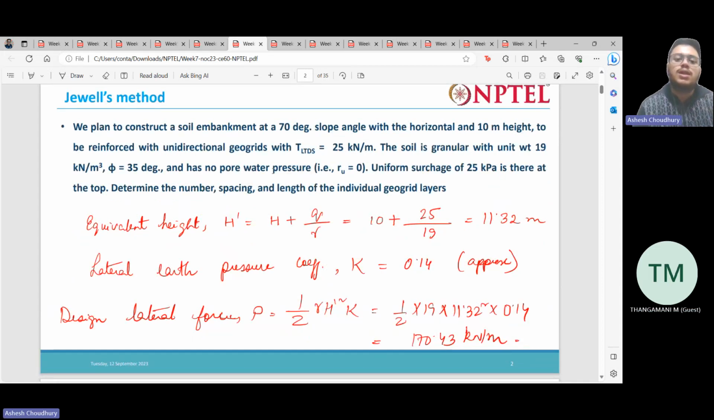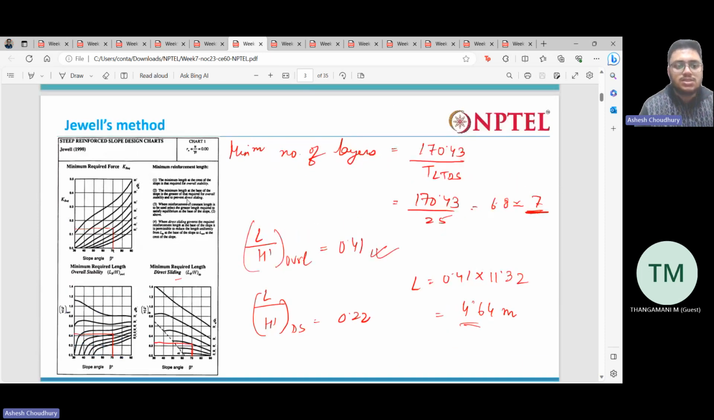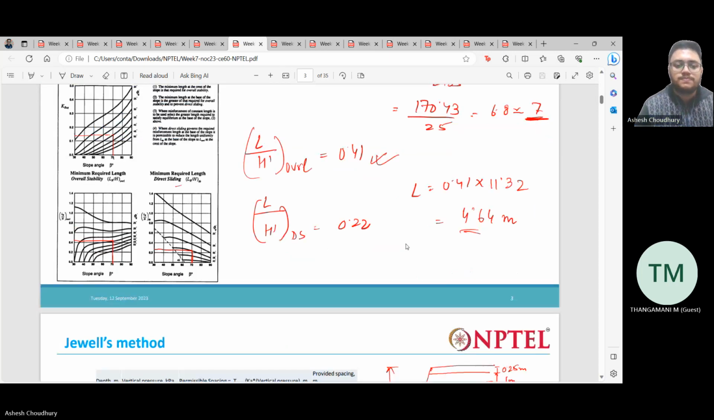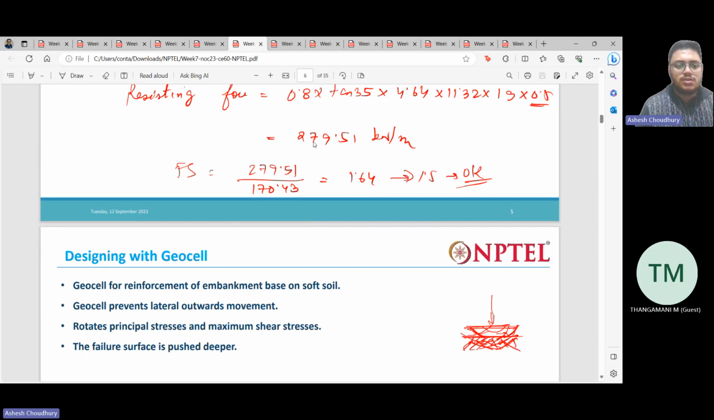We plan to construct a soil embankment at a 70-degree slope angle with the horizontal and 10-meter height, reinforced with unidirectional geogrid. The strength of the geogrid is given, the soil properties are given, there is no pore pressure mentioned, and a uniform surcharge is given. We need to determine the number, spacing and length of the individual geogrid layers. So we use these charts given by Jewell to solve the problem. These problems are very easy and straightforward.